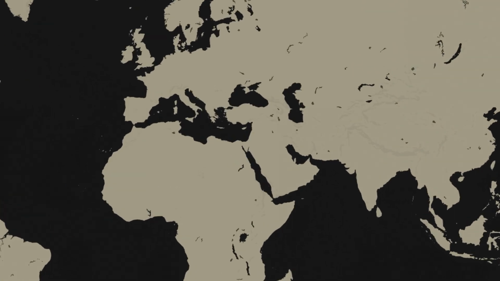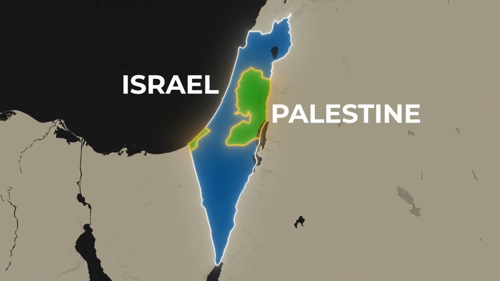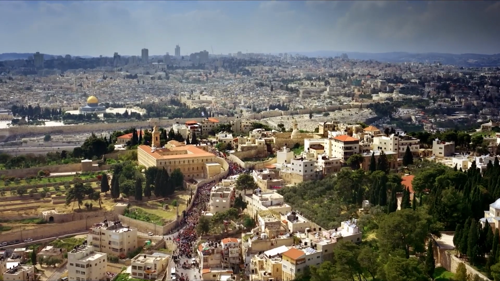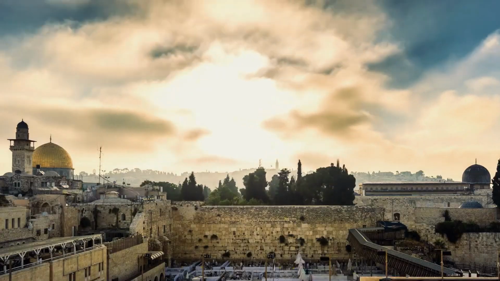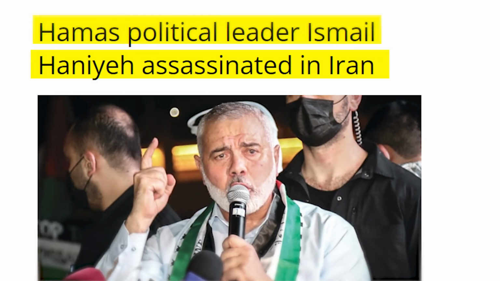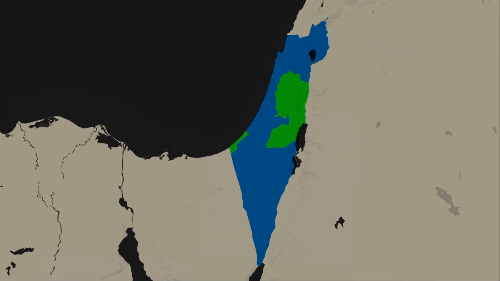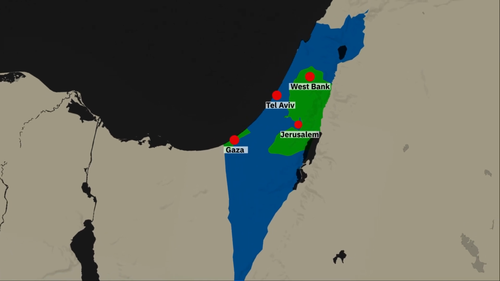The Israel-Palestine conflict is one of the most enduring and complex struggles in modern history. For over a century, this small stretch of land in the Middle East has been a battlefield for intense wars, revolts, and political tensions that continue to remain a big problem. But why has this conflict persisted for so long? What fuels the endless cycle of violence between Israel and Palestine?